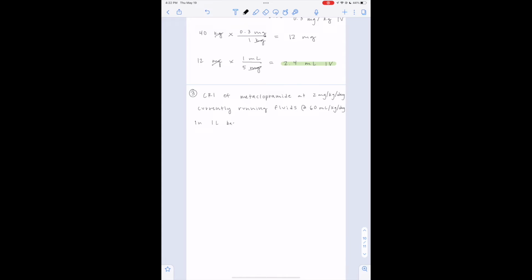So basically we want to know in 1 liter bag of fluids, how many milliliters of drugs should we add? And then 1 liter bag is 1,000 milliliters.